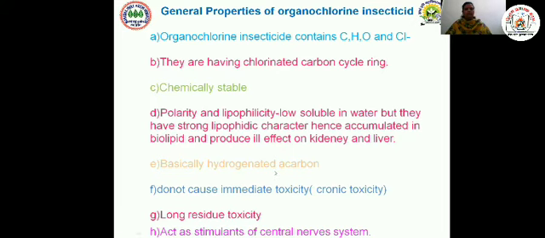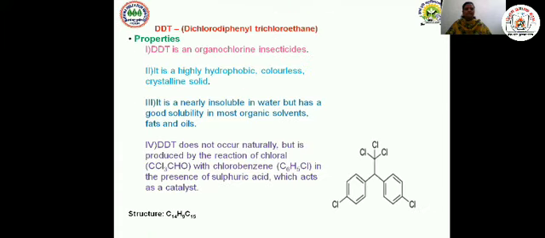Basically, hydrogenated carbon is present. They do not cause immediate toxicity. Then long residue toxicity acts as a stimulant for the certain nervous system. This is the organochlorine insecticide. Under that, we will see examples one by one.